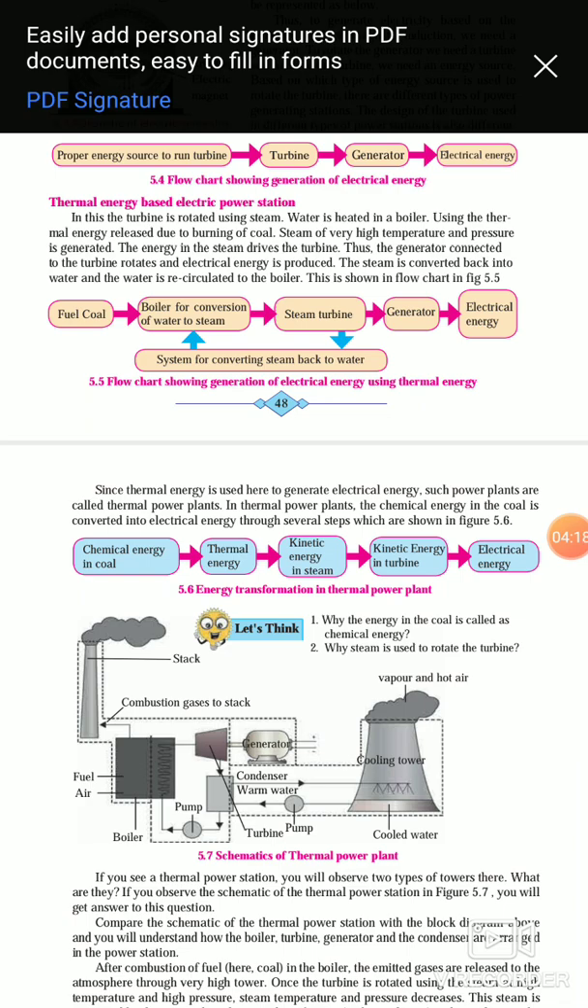Then, coal is available in very limited amounts. That means the reserves of coal are limited. If it is finished, then it will be difficult to produce energy from coal. So the reserves of coal are limited. These are some drawbacks or limitations of thermal power plants.